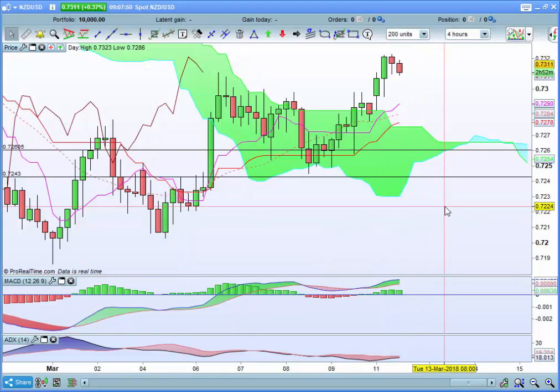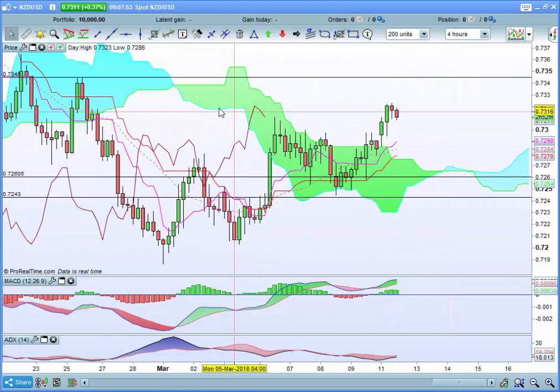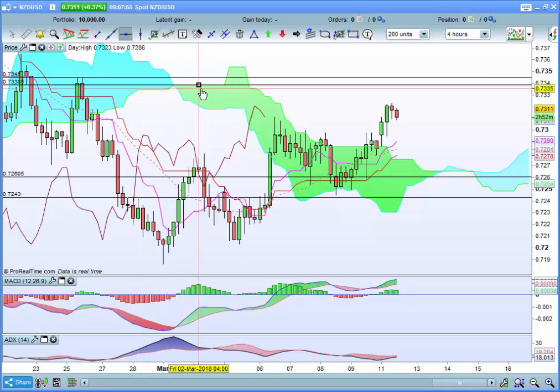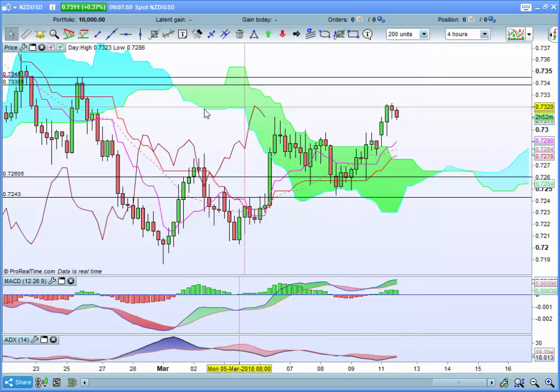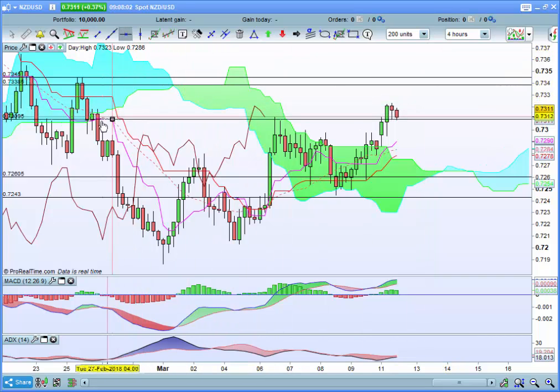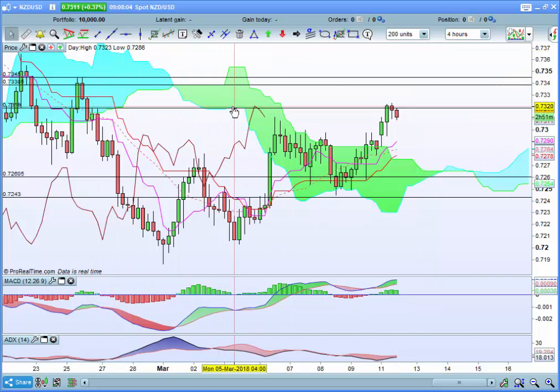New Zealand US dollar, getting close to old cloud chart resistance levels here, top end of the cloud here. So there's still a couple of points left in it. We are struggling to get past these old lows here and the cloud chart level.